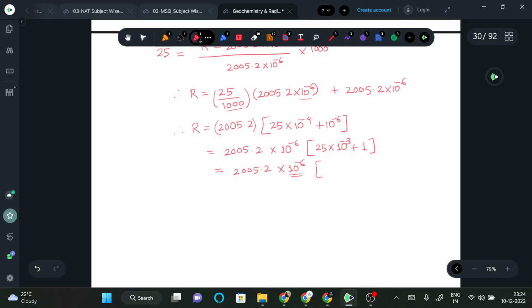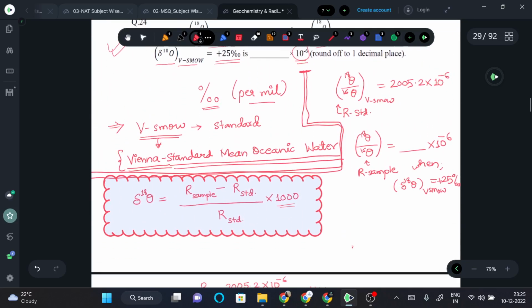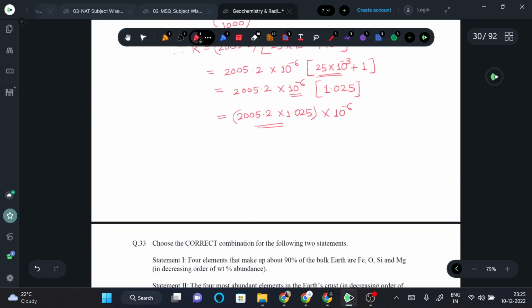So here we will have 0.025, then plus 1 is 1.025, right? Now just multiply these two terms, 2005.2 into 1.025. This we need to answer in 10 to the power minus 6, up to 1 decimal place. Yes, 1 decimal place. So what will this come out to be?